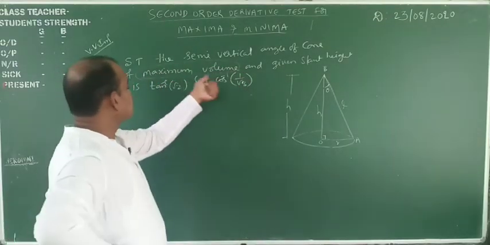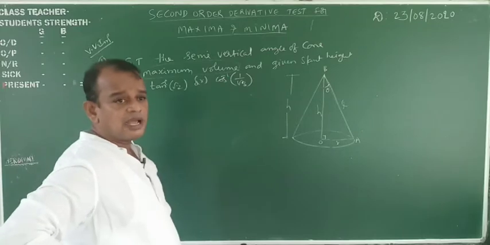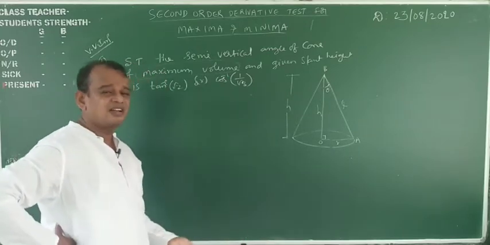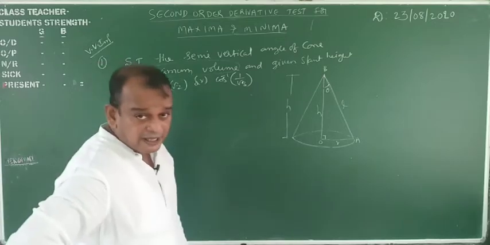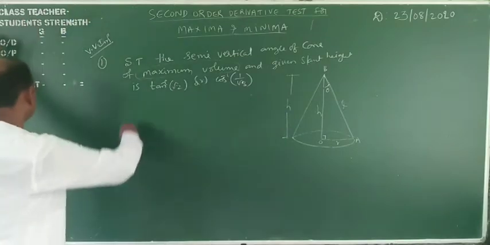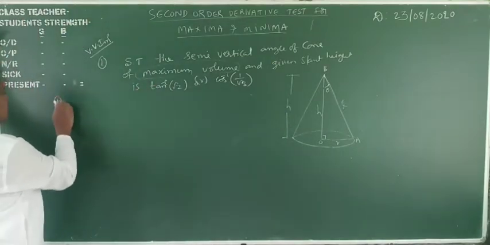Now the volume is maximum. What is the volume of the cone? One-third pi r square h. Now substitute and calculate, you will get the answer. The second order derivative must be negative, because the volume is maximum. Now first, what is given?